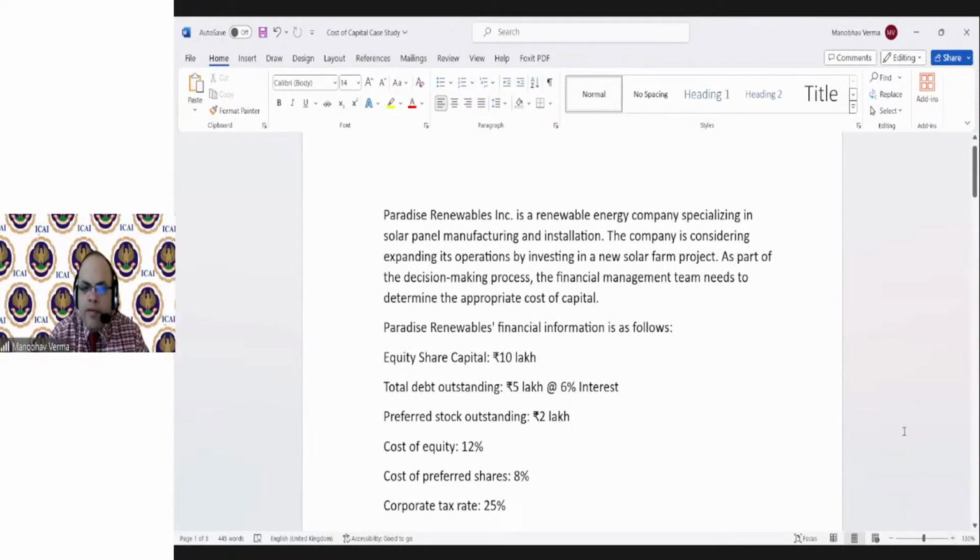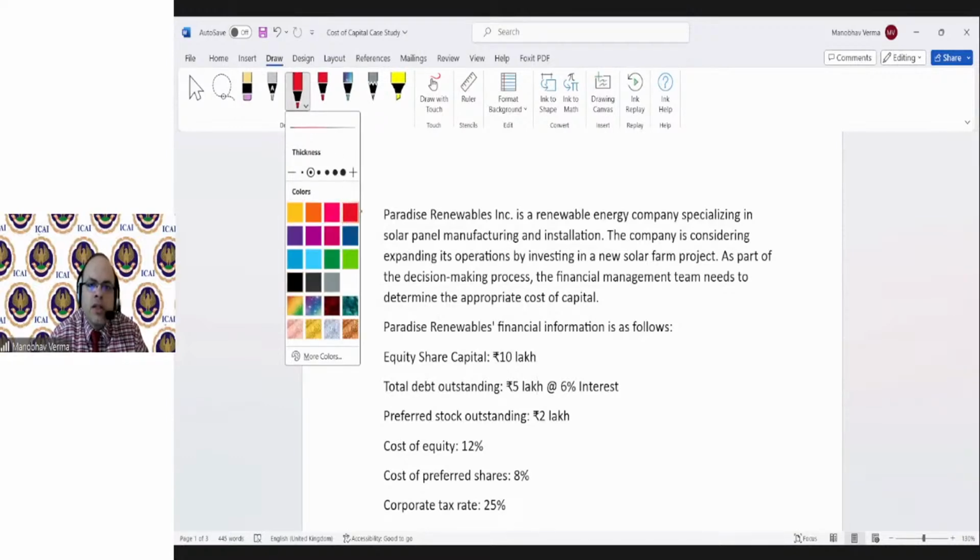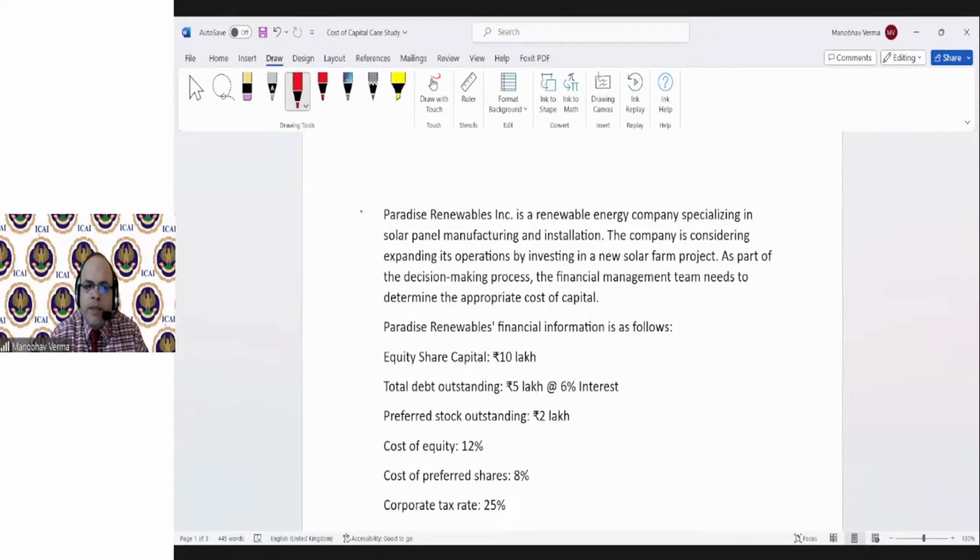So we are looking at a very interesting case study here, which talks about a company called Paradise Renewables. Everyone can see, right? What they are doing here is, it's a renewable energy company specializing in solar panel manufacturing and installation. The company is considering expanding its operation by investing in a new solar farm project.